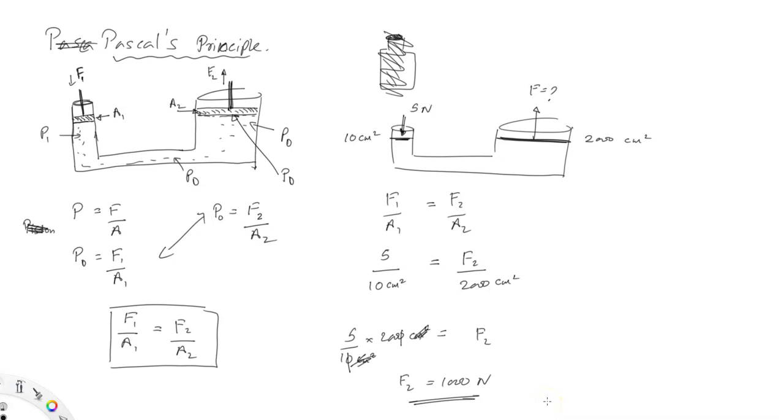This is amazing. By applying 5 newtons, I can have an output of 1000 newtons, 200 times more. The multiplication comes from the ratio between the two areas, right? A1 to A2 ratio. It's 1 to 200. 10 to 2000 means 1 to 200 area difference. So the force gets multiplied.